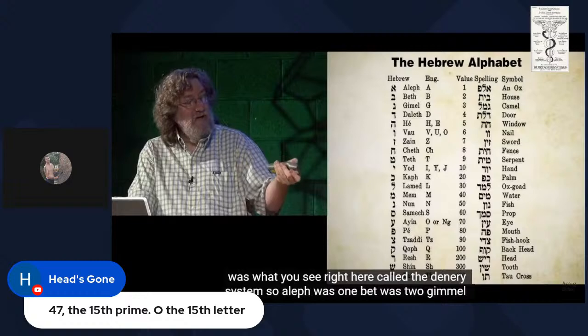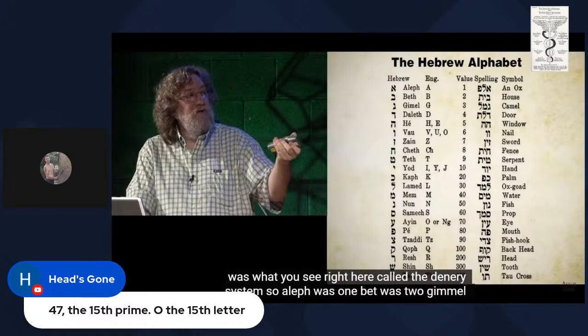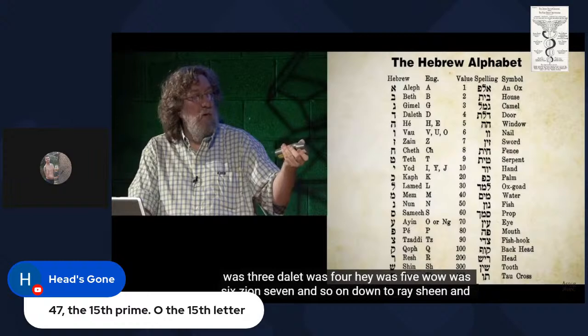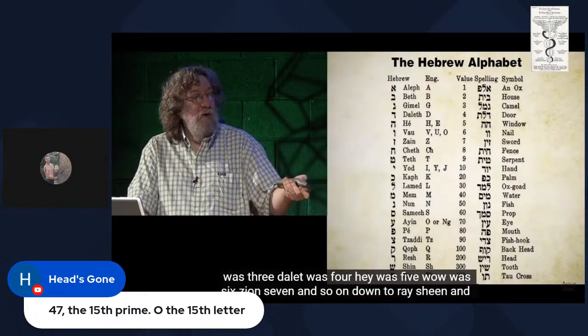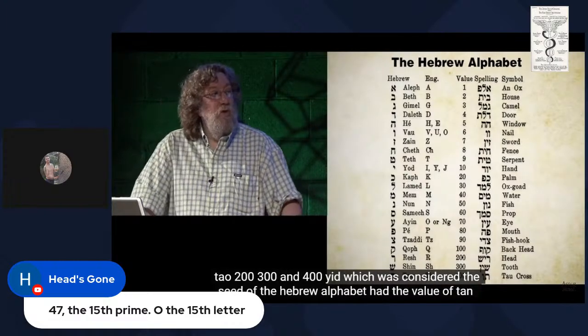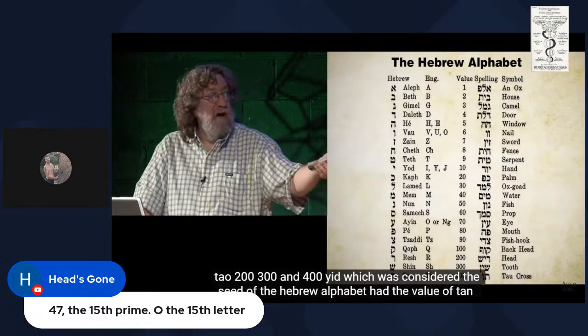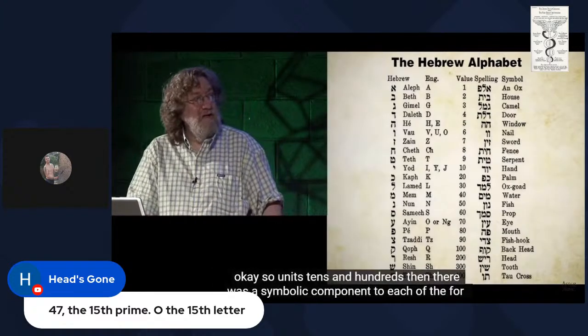And the key was what you see right here, called a denary system. So Aleph was 1, Bet was 2, Gimel was 3, Dalet was 4, He was 5, Waw was 6, Zayin 7, and so on, down to Resh, Shin, and Tau, 200, 300, and 400. Yud, which was considered the seed of the Hebrew alphabet, had the value of 10. Okay, so units, tens, and hundreds.